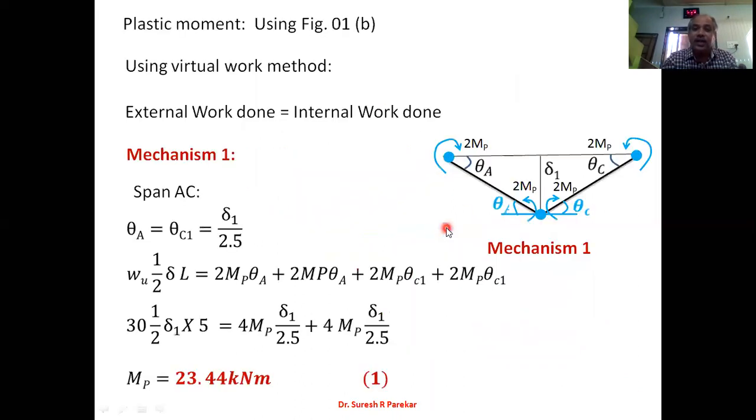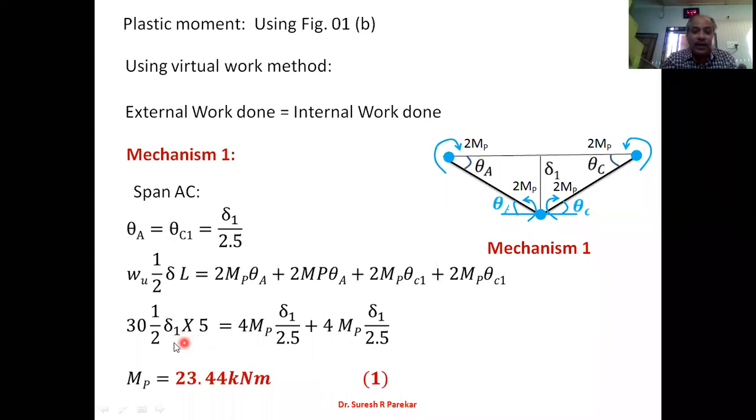And then if you solve this, then external work done, theta A equal to theta C1. That will give me 2 MP theta A, here 2 MP theta A, plus 2 MP theta A, here again 2 MP theta A, plus 2 MP theta C1. So 2 MP theta C1, 2 MP theta C1, 2 MP theta C1. So substitute theta A equal to theta C1, delta 1 upon 2.5. And if you calculate it, you will get 30 into half delta 1 into 5.